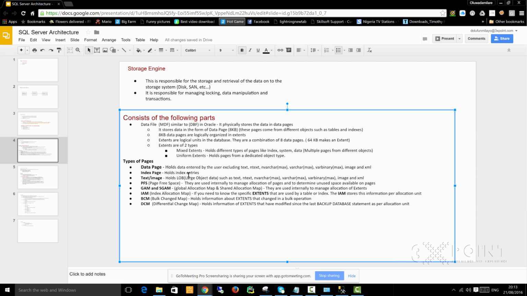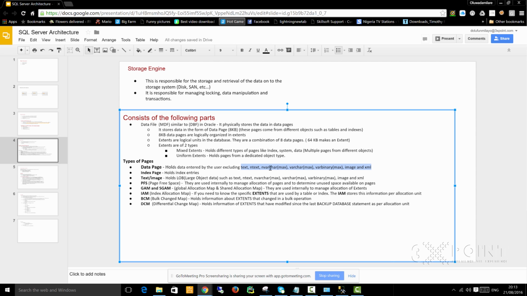So this takes us to the types of pages that there are in SQL Server. Each of those pages that we talked about, that is 8 KB in size, there are different types of them and they all play different roles. We'll start with the data page. This is the main data for tables, data that has been inserted into tables in SQL Server. The data page holds data entered by the user, excluding these data types: text, ntext, nvarchar(max), varchar(max), varbinary(max), image, and XML.